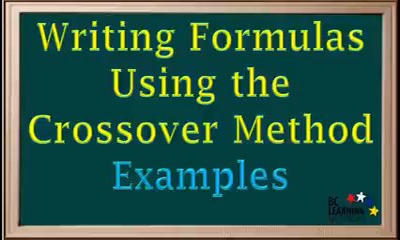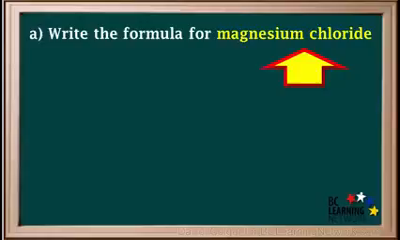The crossover method is a shortcut way of writing formulas for ionic compounds if you know the charges on the ions in the compound. We'll go over a few examples. In example A, we're asked to write the formula for magnesium chloride.